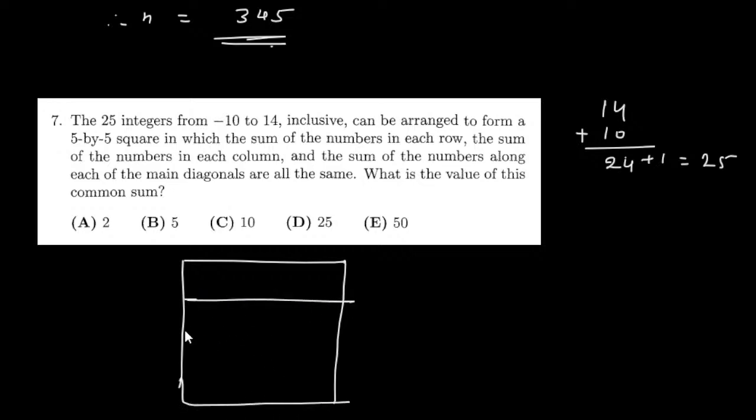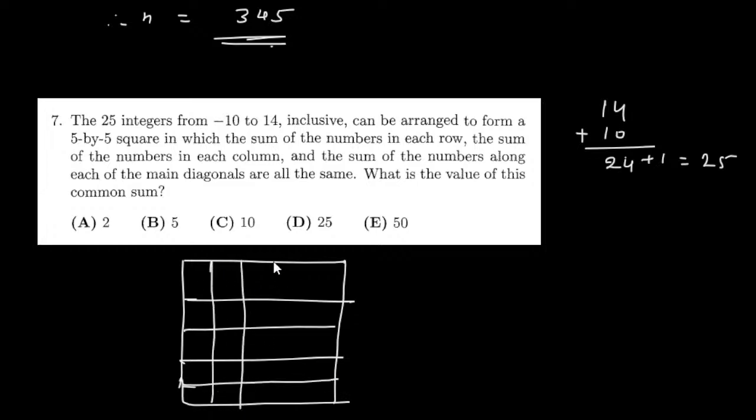Now like 1 2, so 1 2 3 4 5. Okay, one more line, and similarly here 1 2 3 4 and 5. Okay, now I have to arrange numbers from minus 10 to 14, and I have to arrange them in such a way that the sum along the row, along the column, along the diagonal are all same.